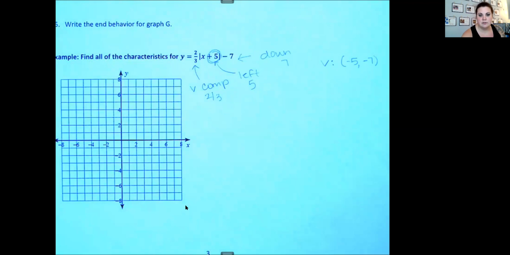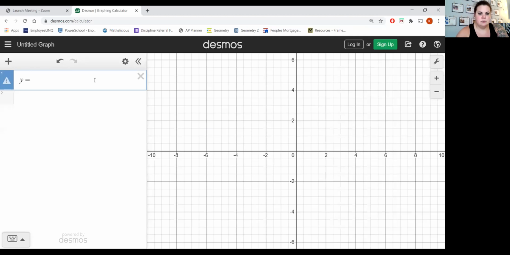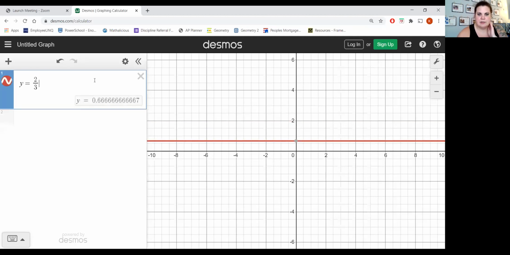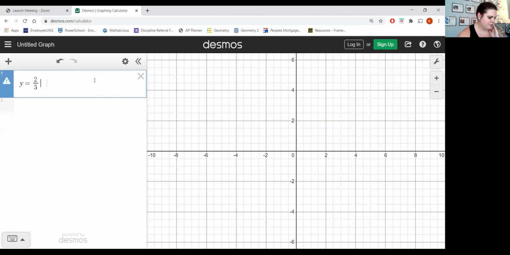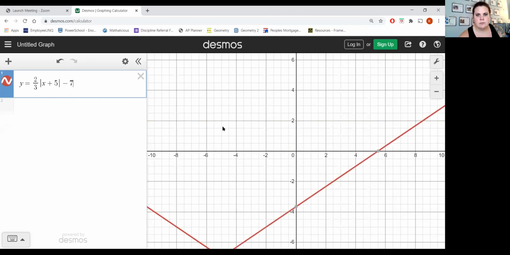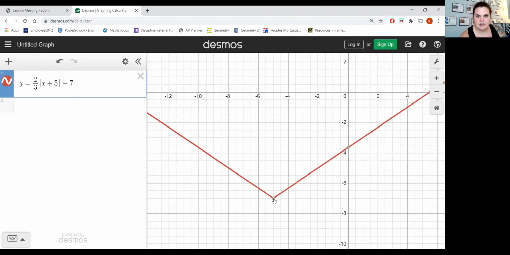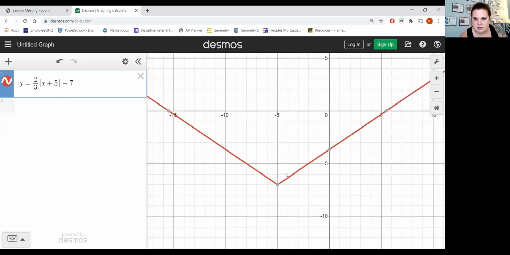All right, now before I do anything else, I'm going to go ahead and graph this on Desmos so that I can refer to the picture of the graph. So y equals 2/3. I just typed it in as 2 divided by 3. I'm making sure to move my cursor over before I start typing the rest of it. So I can see that my vertex is right there at -5, -7. And then from there, I'm going to go ahead and zoom in a little bit just so it's easier to see where it crosses. So it goes over 3 and up 2. Over 3, up 2, over 3, up 2. So that's what I'm going to graph when I draw it.